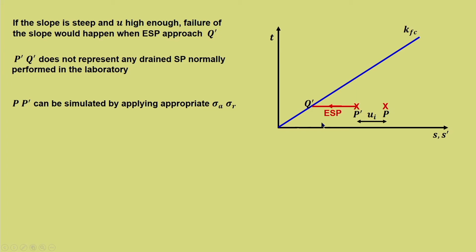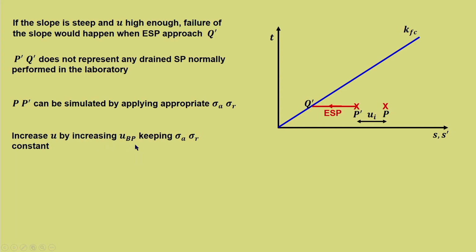So, the points P and P dash can be simulated by applying appropriate sigma A and sigma R in the lab. So, the initial conditions can be mimicked in the laboratory. Now, for simulating this particular effective stress path, what do we have to do? We need to increase the pore water pressure, because that is what is happening in the present case. The slope is not failing because it is getting loaded, it is failing because pore water pressure is getting altered. So, if the same condition has to be simulated in the lab, then we need to increase the pore water pressure.